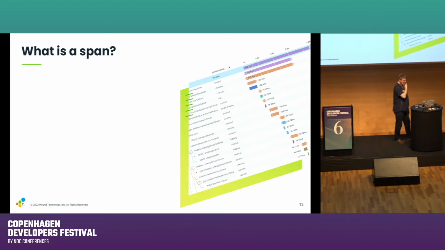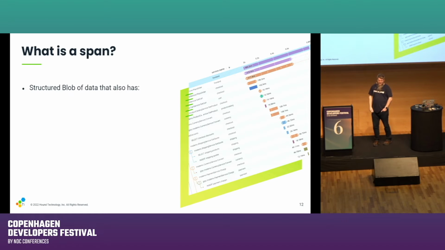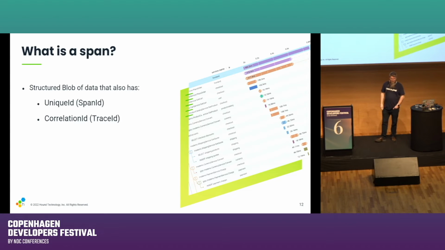So what is a span then? I'm talking about spans. What exactly is one? You can think of it as a structured blob of data. Think about a JSON blob, think about any kind of blob of data. You can think about it as a structured log if you really want. But it's a structured blob of data that has some mandatory properties on it. The first one being a unique ID, something that identifies this particular span, a span ID. It has a correlation ID. Correlation IDs, I'm assuming most people have heard of. They have been around for a while when we were doing logs as our primary signal. We call that a trace ID.